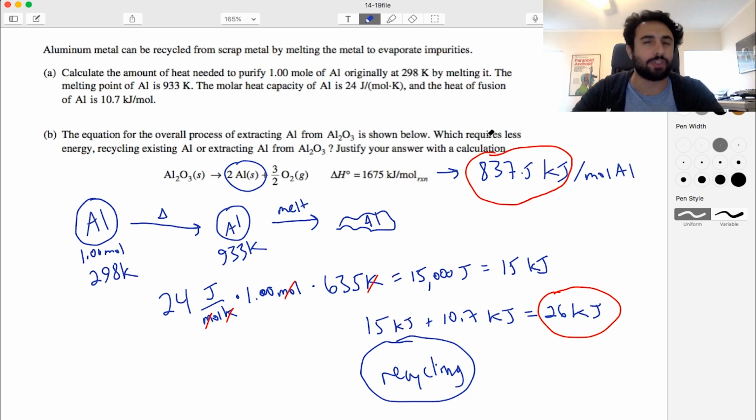So this was actually pretty straightforward, right? All we did was use a heat capacity and heat of fusion to calculate an amount of heat required to undergo a physical process. We compared it to the delta H for a chemical process and saw that one was much, much smaller than the other. So that's a little bit about heat and enthalpy.